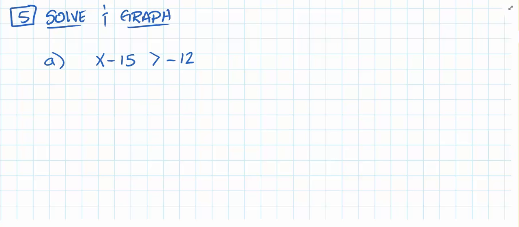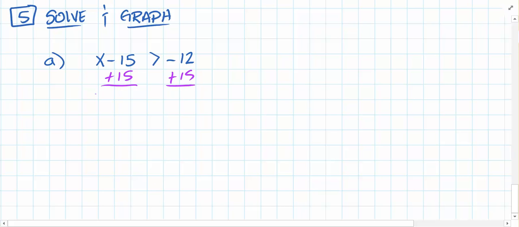Add 15, right? So I get x is now strictly greater than negative 12 plus 15. How much is that worth, everybody? 3. Good. So then I can graph this on the number line really quickly. Here is 0. Here is 3. I would have an open circle, and it would be pointing to the right. Okay. Another quick little example.